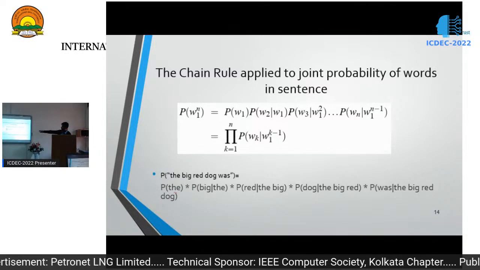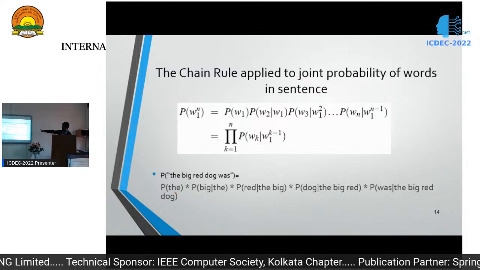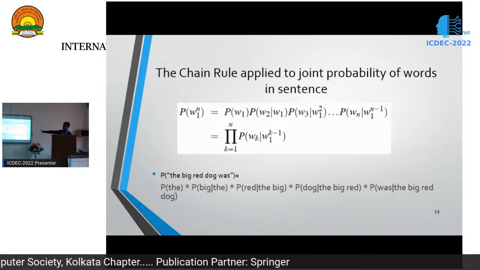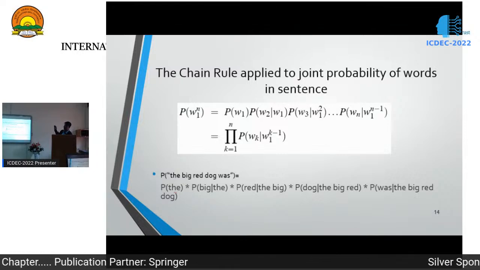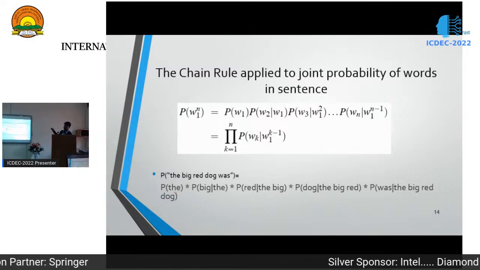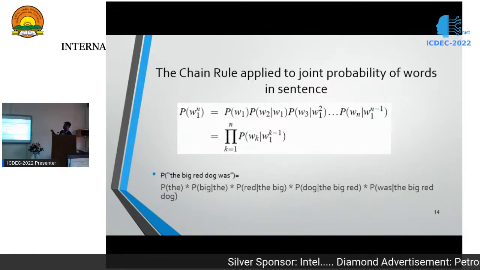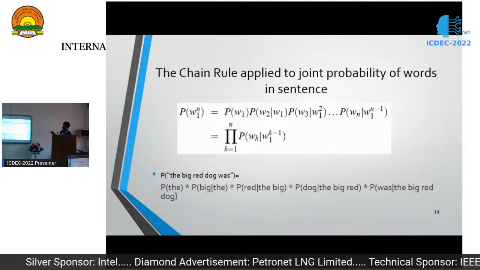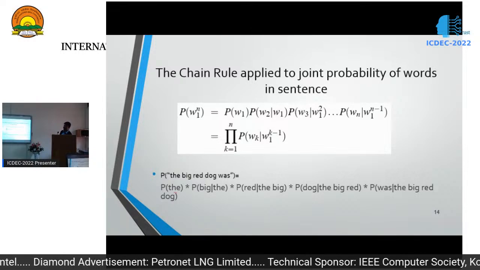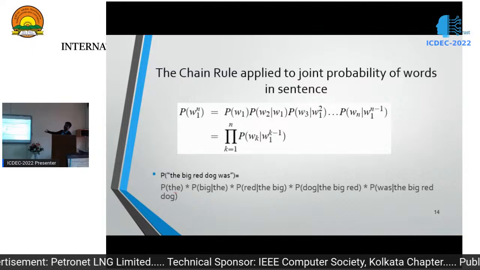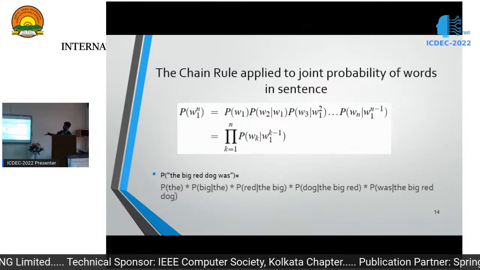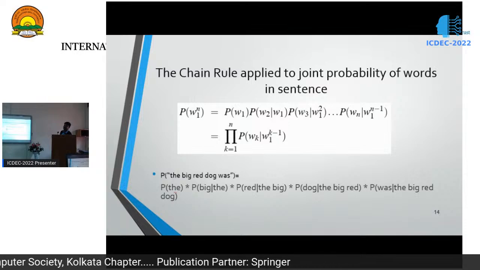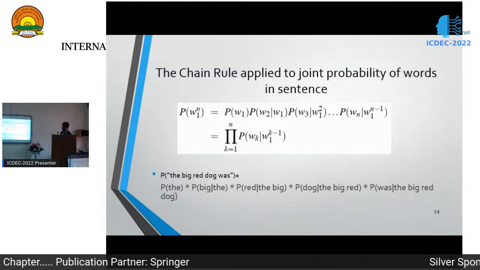So the probability will become the probability of big given the, probability of red given the big, and so on. I'm just talking about this probability because we have to have a very huge corpus. A huge corpus will give you the samples which I was talking about in terms of probability. Unless you have a very huge corpus, this will not work, because this probability is going to count when you have a very huge corpus. By corpus I mean a very huge collection of sentences. So that is the beginning of it.